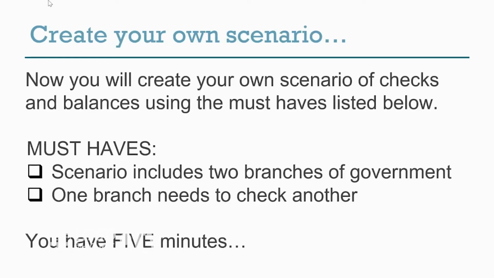Now, what I want you all to do is create your own scenario. So now you create your own scenario of checks and balances using the must-haves listed below. Those must-haves are the scenario includes 2 branches of government, and the last one is one branch needs to check the other. I want to give you 5 minutes to create your scenario, and I'll let you know when to begin. Go ahead and begin now.